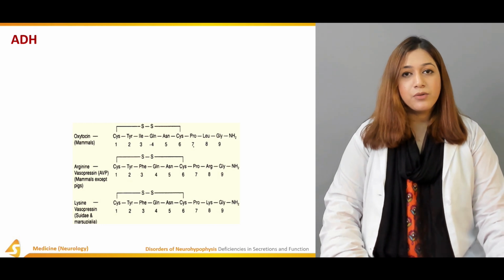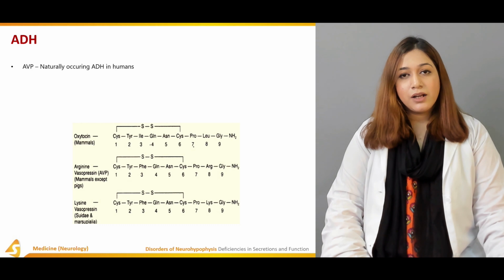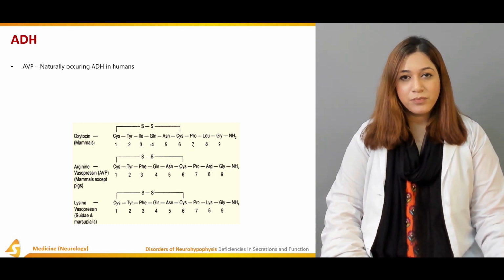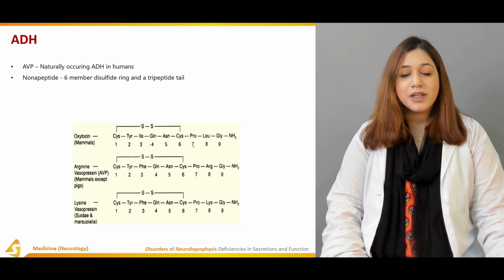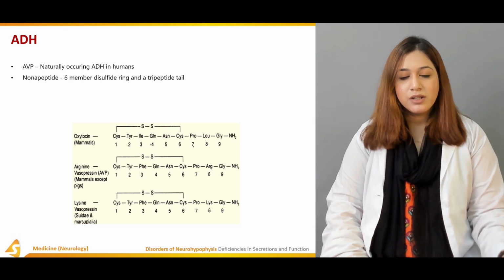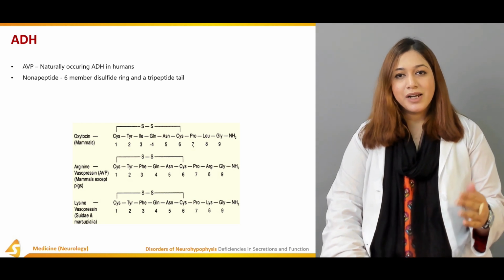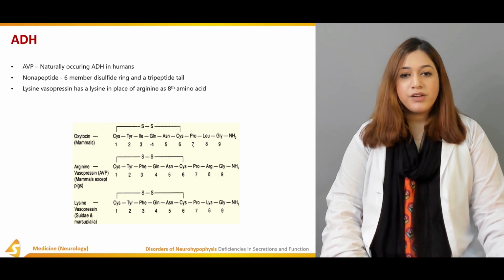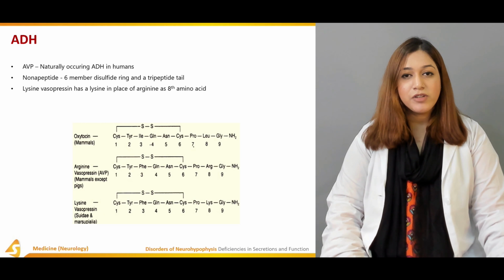Now we will talk about ADH. ADH is a naturally occurring antidiuretic hormone in humans. It is also known as arginine vasopressin. It's a nonapeptide, which means it contains 9 amino acids, divided into a 6-member disulfide ring and a tripeptide tail. There is a variant of arginine vasopressin, that is lysine vasopressin.